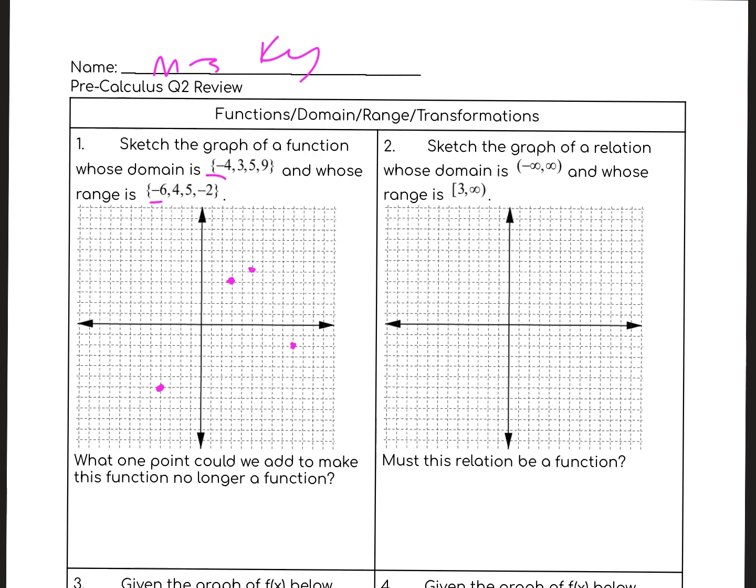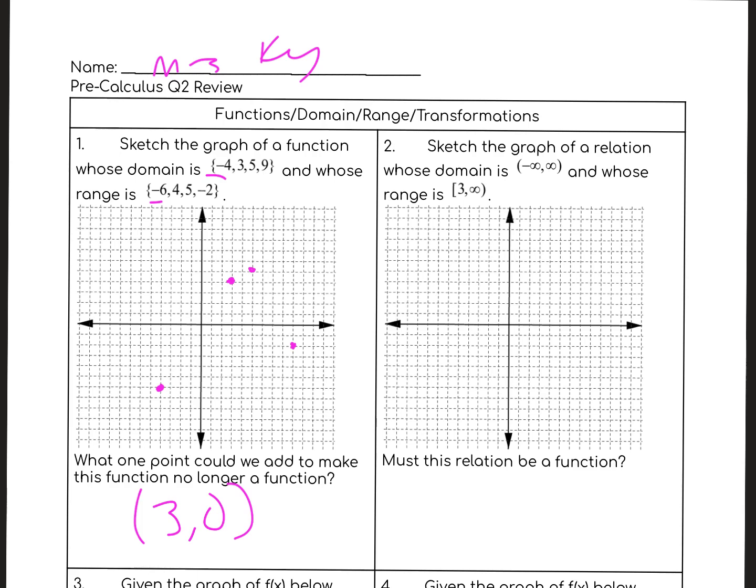So -4, -6. You don't have to do it that way. You could do -4, -2. It doesn't matter. At what point can we add to make this function no longer a function? So you have lots of flexibility here. I could add the point 3, 0. That would be an example. But you could add a number of points. I mean, an infinite number of points.